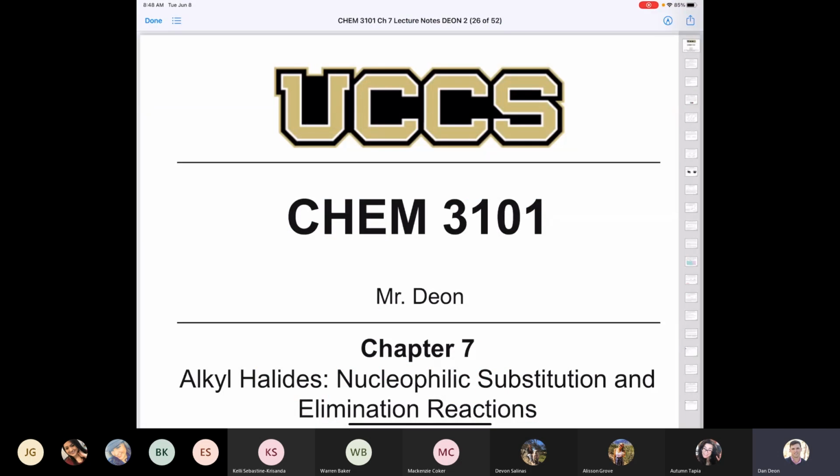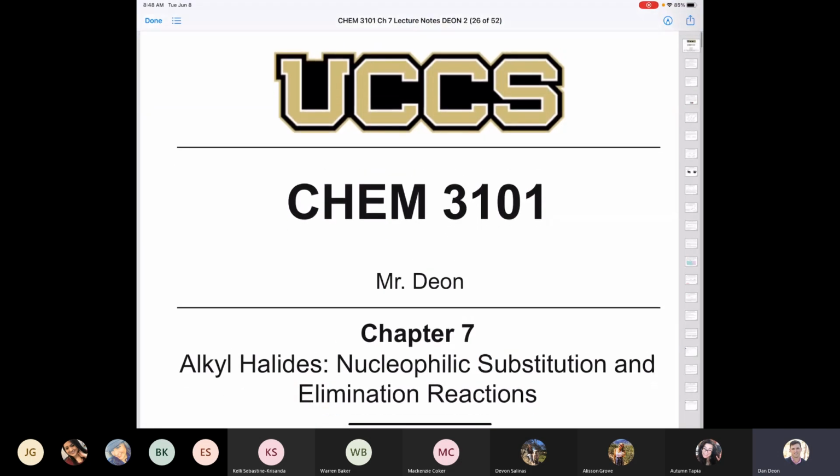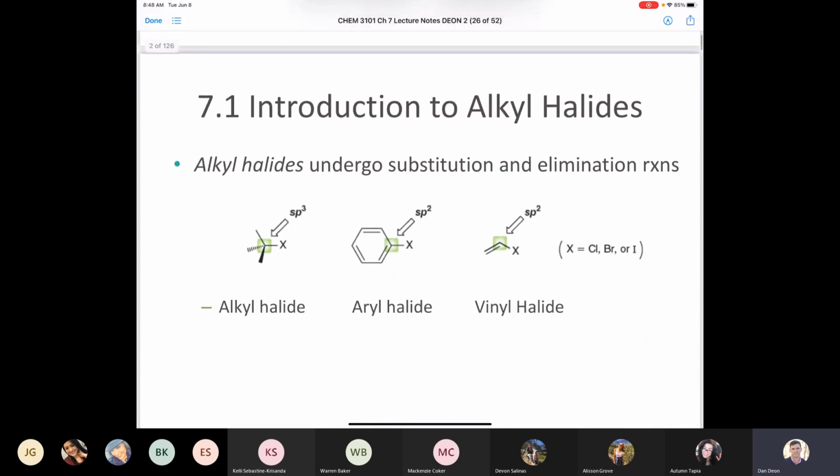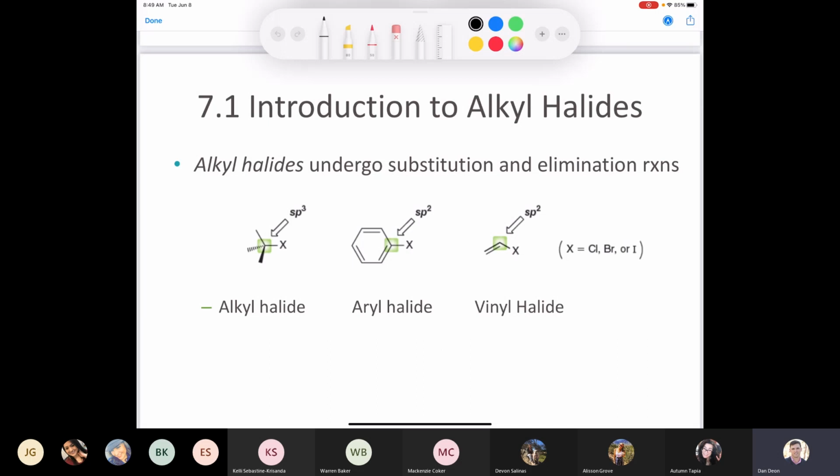This is Chapter 7, which deals with alkyl halides, nucleophilic substitution, and elimination reactions. A big chapter, so let's get started with Section 7.1, which is an introduction to what an alkyl halide is. And what we're going to see is that alkyl halides are going to undergo substitution and elimination reactions. So the types of substitution reactions we're going to look at are called an SN1 and an SN2. We'll actually look at SN2 first, but anyhow, those are the types of substitution reactions we look at.